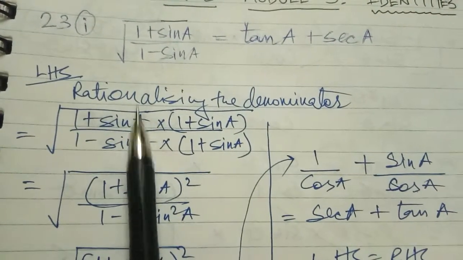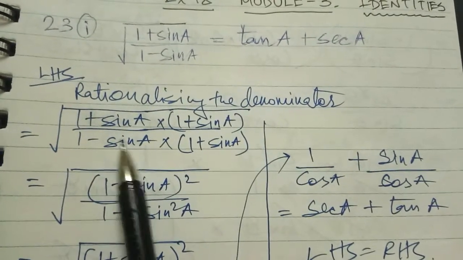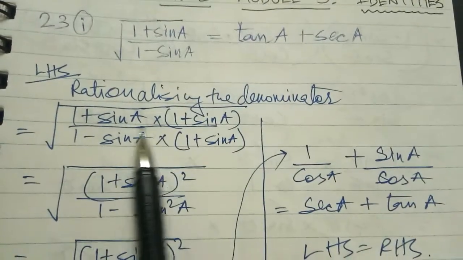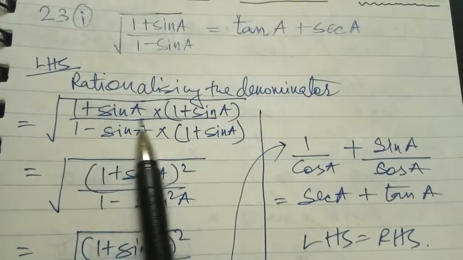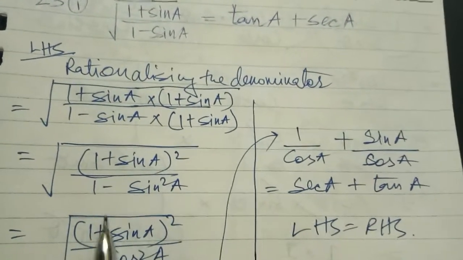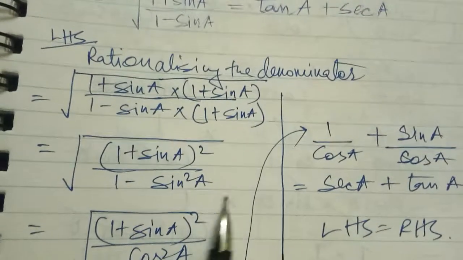1 plus sine a, the same thing is written. Rationalizing the denominator means the denominator will have the opposite sign. I've done the same thing over here. 1 plus sine a into 1 plus sine a will be 1 plus sine a whole square. And in the denominator, this will be a minus b, a plus b, that is 1 minus sine square a.